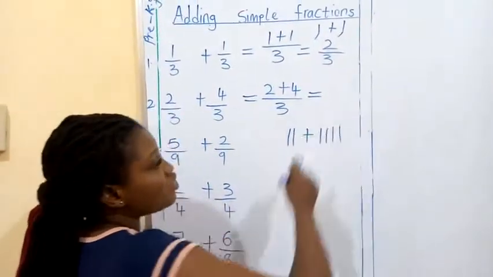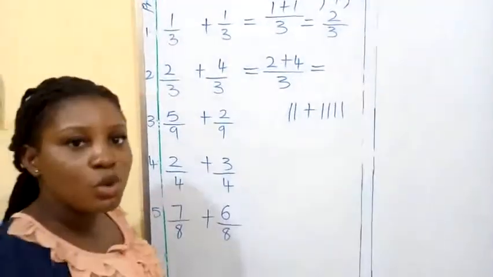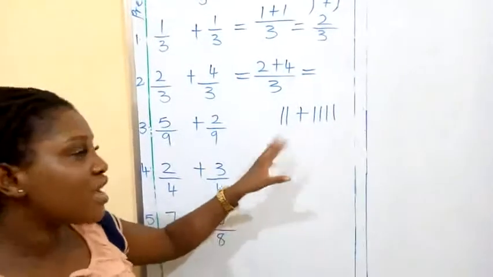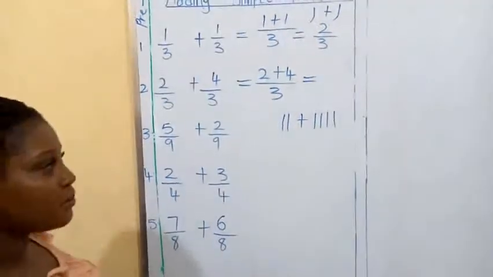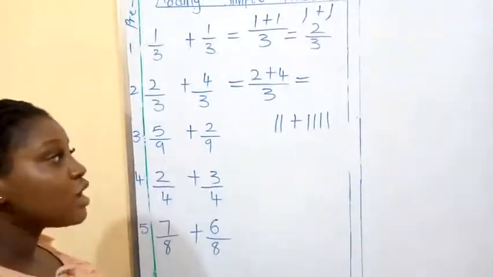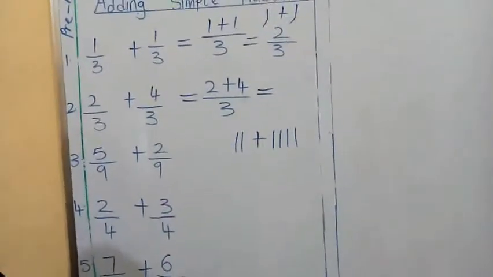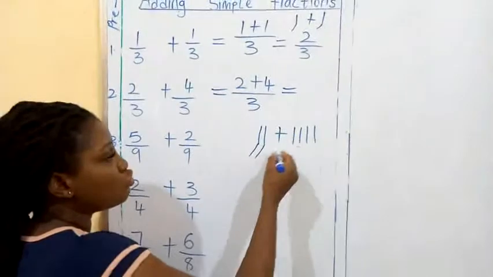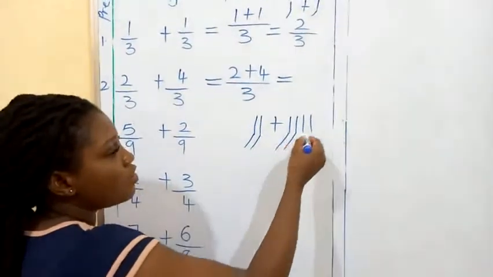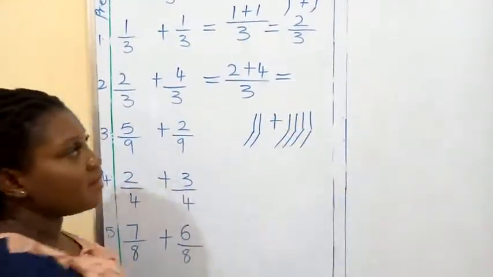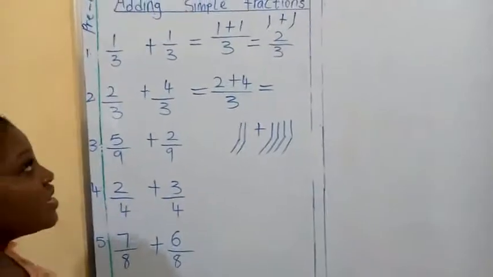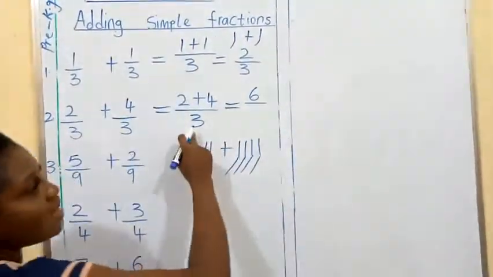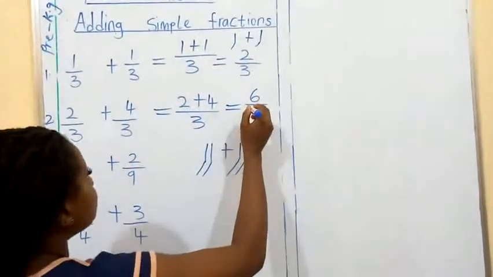So we are using our strokes to count. We are using what? Our strokes. Okay, now after that, what will we do? We count all of them together. Are we there? So now those strokes you've put down, let's count them together. Let's count. 1, 2, 3, 4, 5, 6. So our answer is what? 6. 6. All over what? Our denominator, which is what? 3.